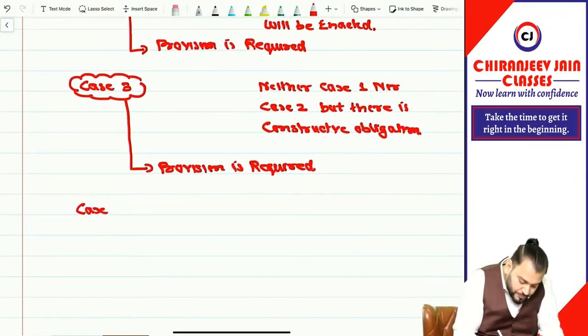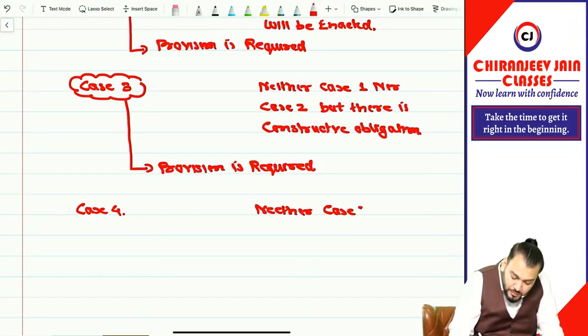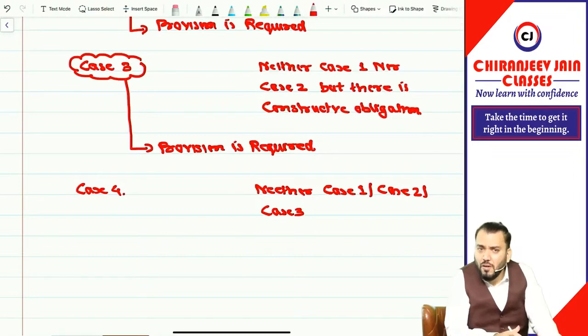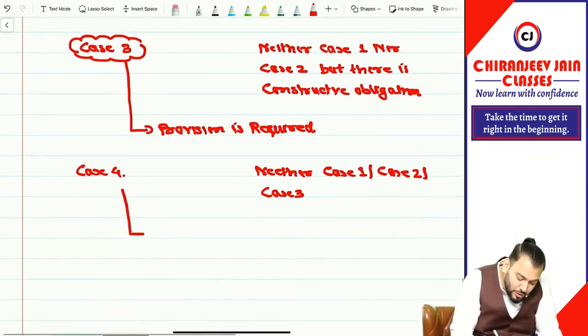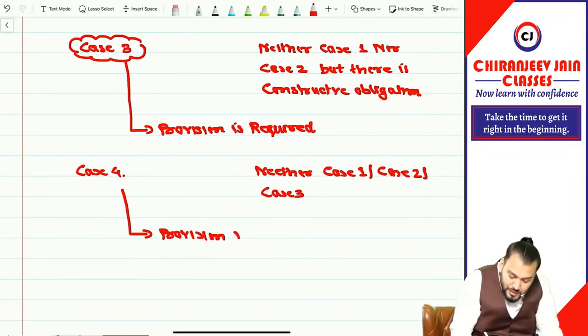Case number 4. Neither case 1, case 2, case 3. Means case 1 is not existing, case 2 is not existing, case 3 means there is no constructive obligation also. Then provision is not required. Correct now? Then provision is not required.